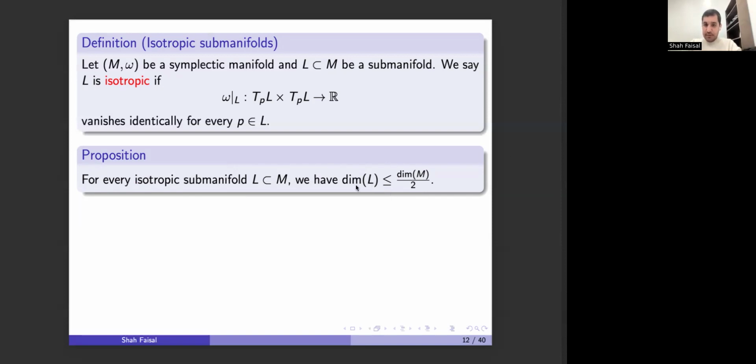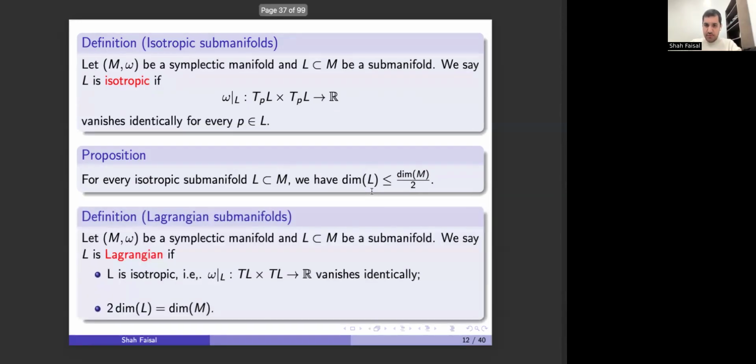And of course, you can take the extreme case where the submanifold has dimension half of the total dimension. And this leads to the following definition. Consider a symplectic manifold and a submanifold L. We call it Lagrangian if it is isotropic, so the symplectic form has to vanish identically, and the dimension of L is half of the dimension of the manifold.